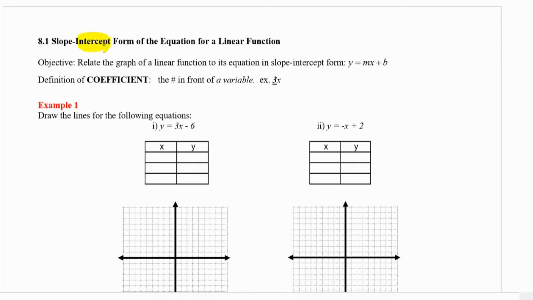So what is x-intercept? So x-intercepts are where the graph crosses the x-axis, and y-intercepts are where the graph crosses the y-axis. Okay, so hopefully you guys remember it. Today we're going to learn about the equation for a linear function using slope and intercept.